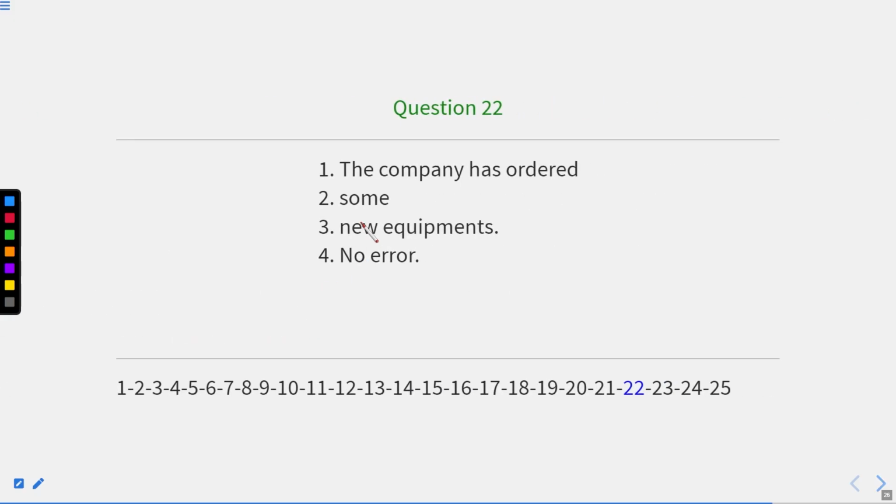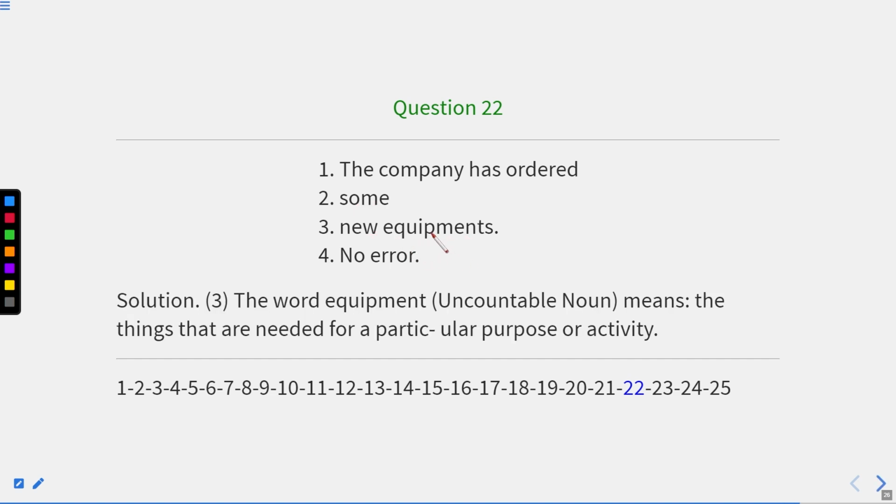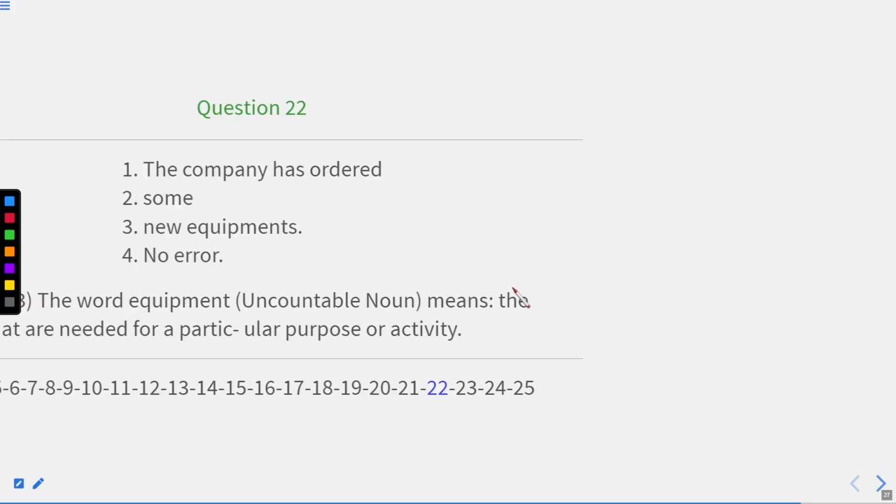That is question number 22. The company has ordered some new equipment. As I told you before as well, with the word equipment we do not write S. So error will be part 3 of the sentence. The word equipment is an uncountable noun, meaning the things that are needed for a particular purpose or activity. Now let us move to the next one.